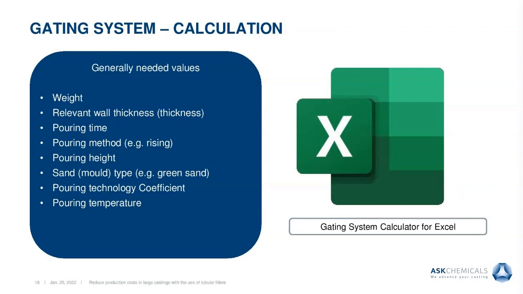A lot of foundries use simulation software for that, but I would briefly mention that we also offer a simple Excel tool for a fast calculation. You see it here on the left-hand side: it includes the weight, the relevant wall thicknesses, pouring time, and so on, and you can use it very simply for a first calculation without a big simulation software or something like this. It is only to give you an additional tool at hand that you can use in this case.